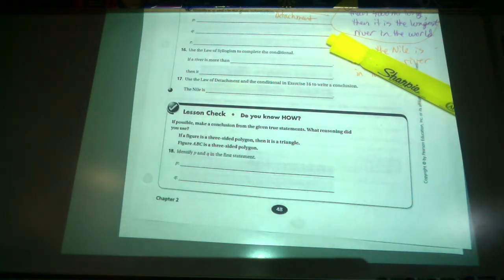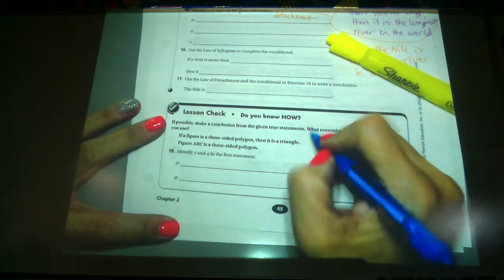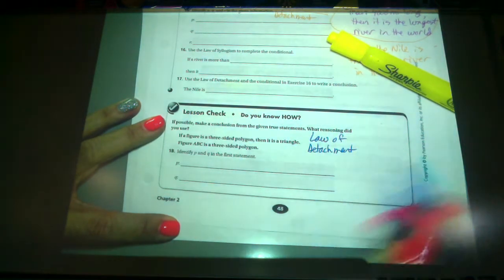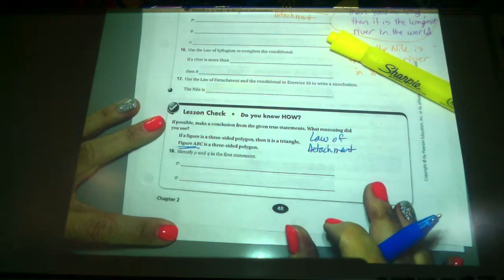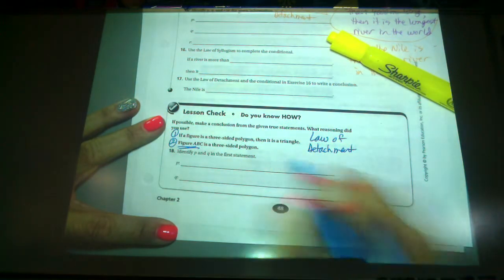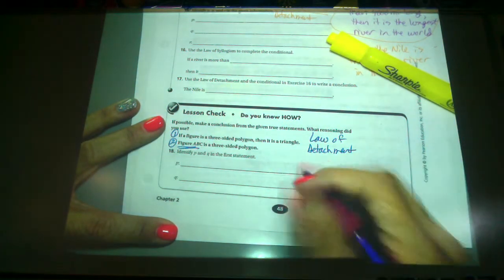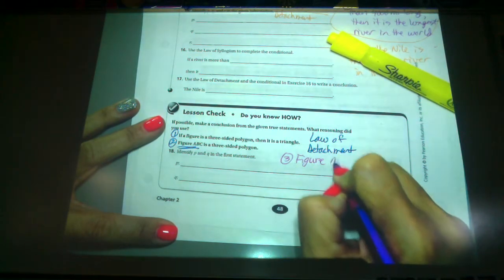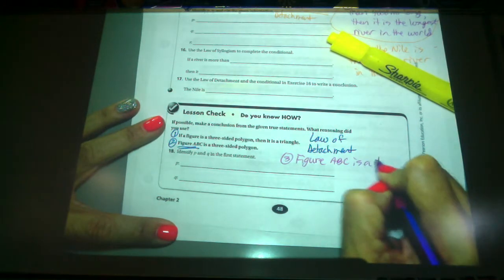Kate, was this a use of law of detachment or use of law of syllogism? Detachment. Why? They gave you one full conditional and one partial. Detachment. Partial, right? So this is law of detachment. And because of that specificness, this is statement 1, this is statement 2, and our statement 3 is going to read figure ABC is a triangle.